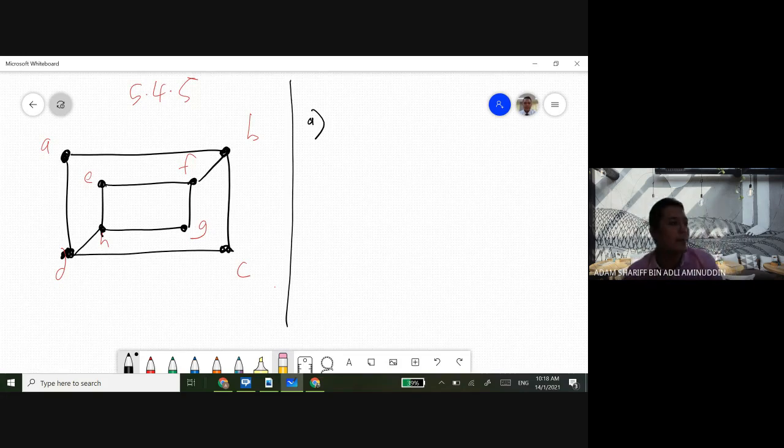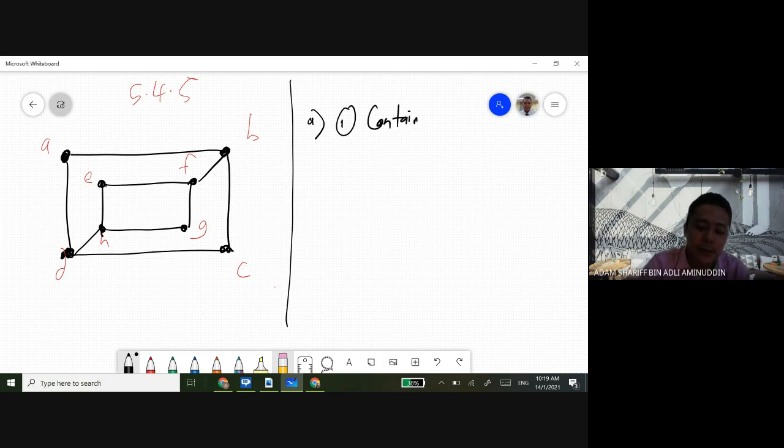And your answer might not be the same as mine. Tak ada masalah. Sebab dalam ni banyak spanning trees kat dalam ni. So to ensure that your representation of spanning tree is correct, the first condition, it must contain all vertex. Itu yang paling penting lah. And the second one, no circuit.